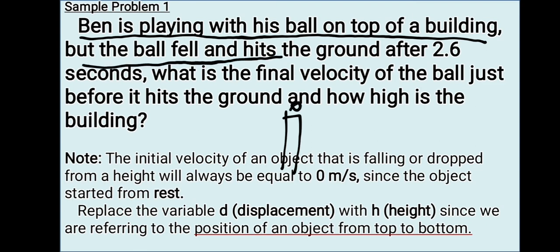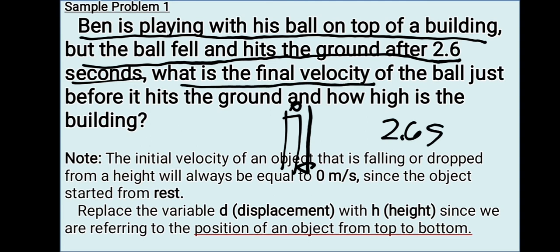But the ball fell and hits the ground after 2.6 seconds. So eventually the ball falls down. Then it reached the ground at 2.6 seconds. Then what is the final velocity of the ball just before it hits the ground? So just before the ball touched the ground, if this is the ground and this is the ball, just before the ball hits the ground, what is the final velocity? What's the speed? How strong will the ball hit the ground?